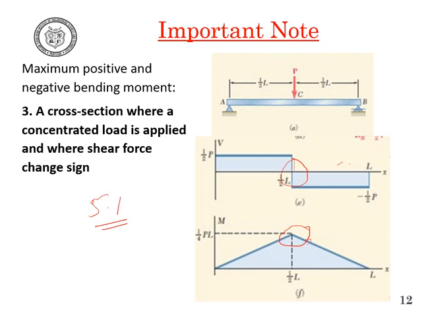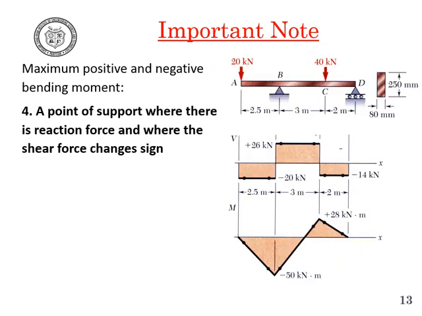And the fourth point can be the point of support where the reaction force is and where the shear force sign changes. For example, if you look at this overhanging beam, this is your sample problem number 5.1, related to the previous lecture. There is a support at B where the shear force sign is changing, and at B you have maximum bending moment. Now it can be positive or negative depending on the loading condition. So these are the four important points when you're analyzing the beam. The maximum positive or negative bending moment can occur depending on the loading condition and the type of support. So you have to be careful; these are the general guidelines.